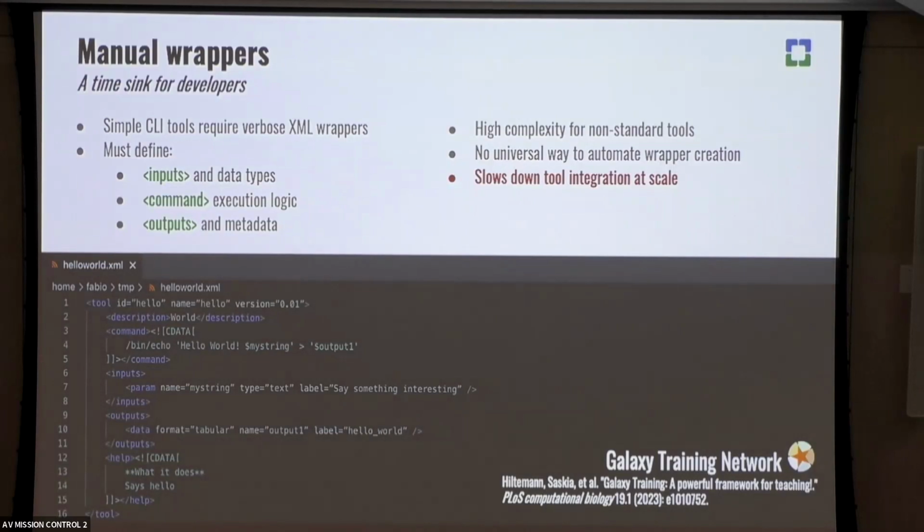Manual wrapping is highly flexible, but it comes at a cost. Each tool has to be wrapped in an XML file which describes the inputs, the outputs, and the execution logic. Complex tools have interdependent options, making manual work very prone to errors. And again, in case of a very large suite of tools, this quickly becomes a bottleneck.